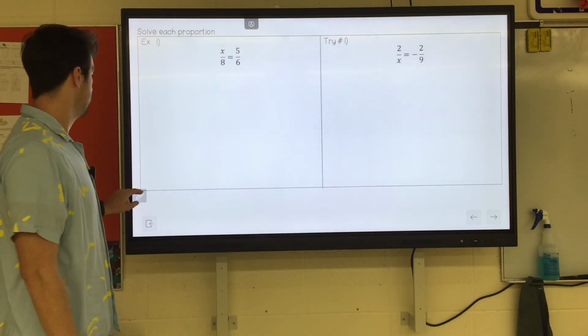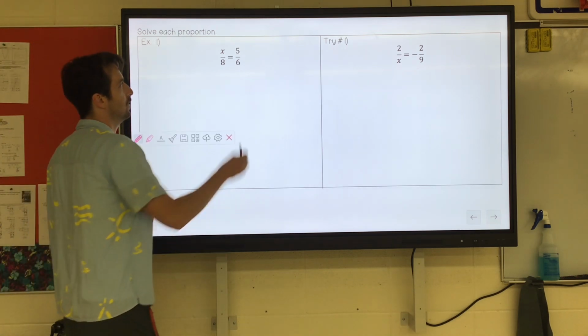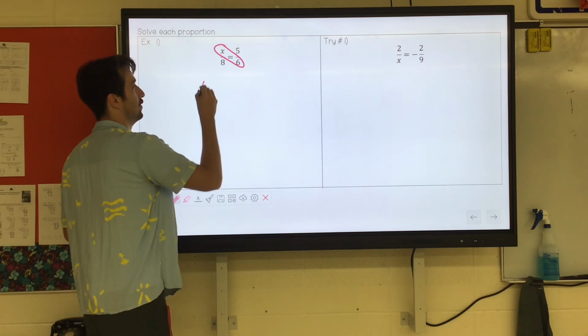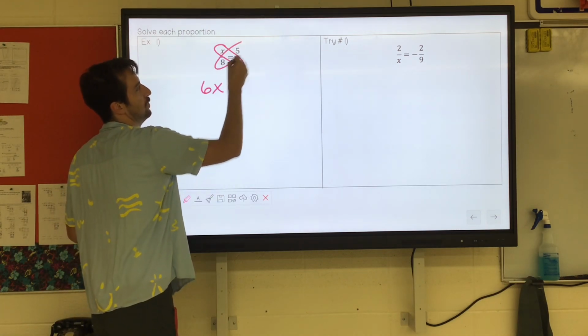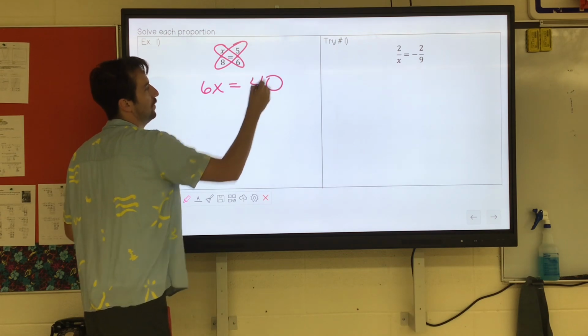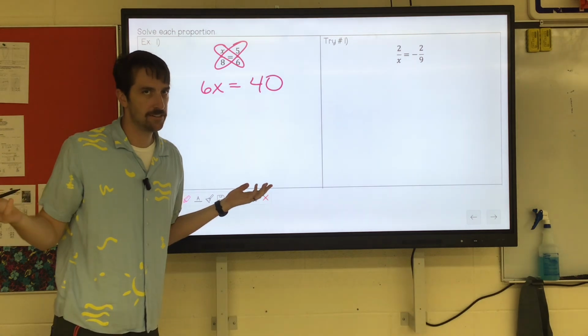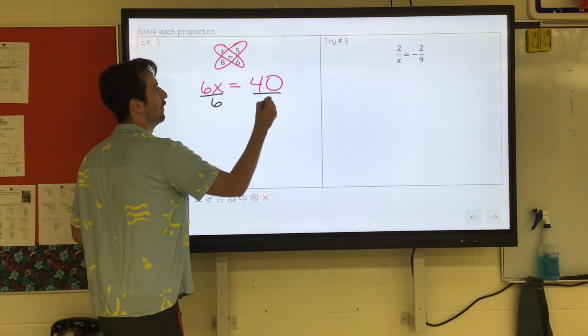X over 8 equals 5 over 6. If we were to cross multiply here, we're going to do x times 6. Now x times 6 is 6x, and you set that equal to the other cross products. 5 times 8 is 40. 6x equals 40. That's the equation we have left. So we're going to divide both sides by 6.